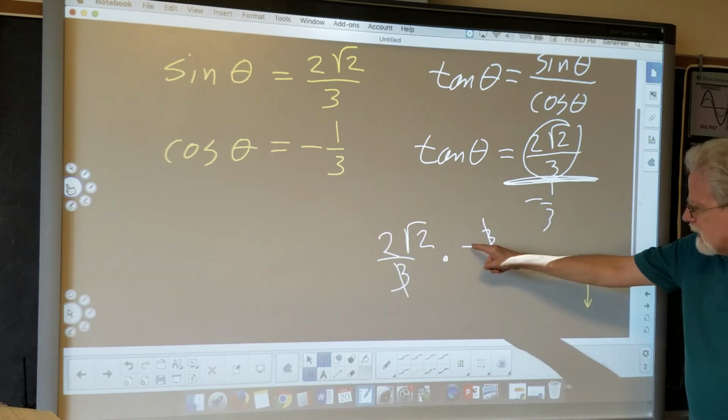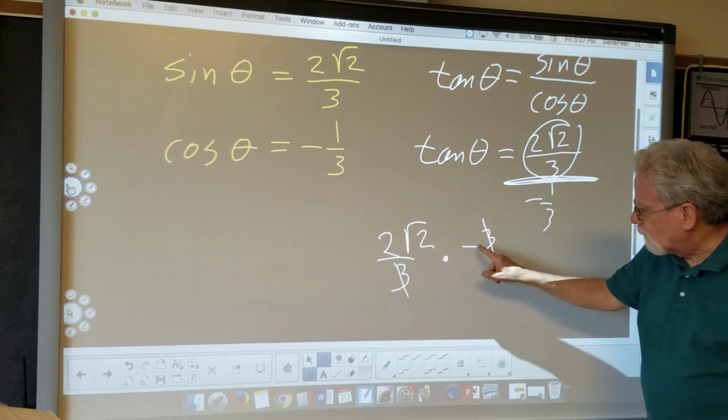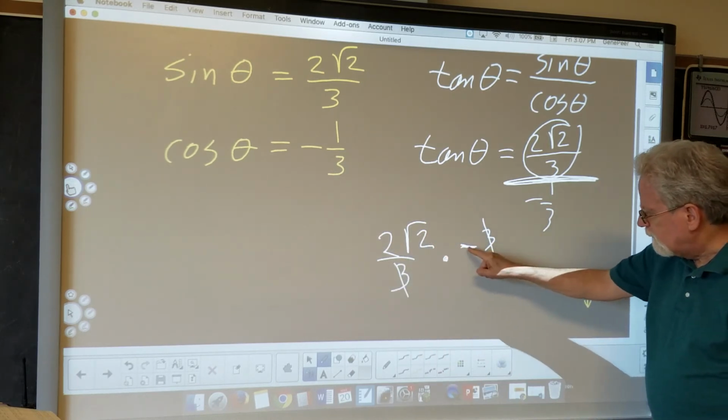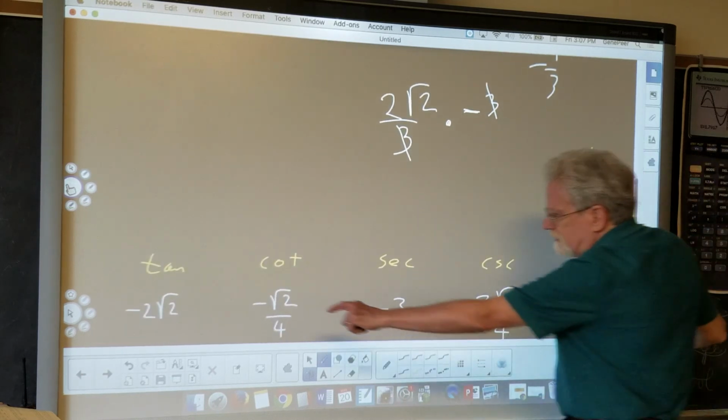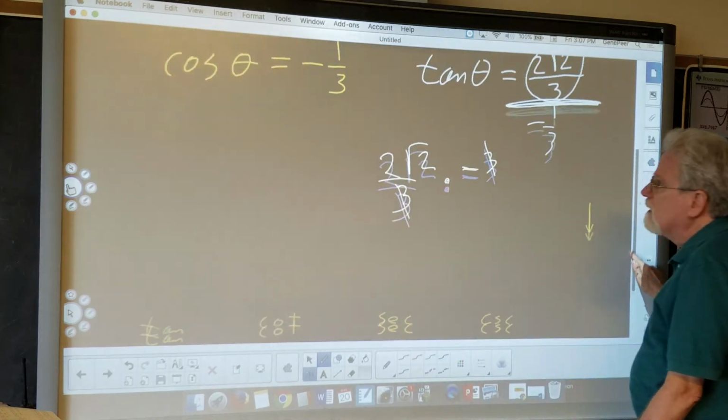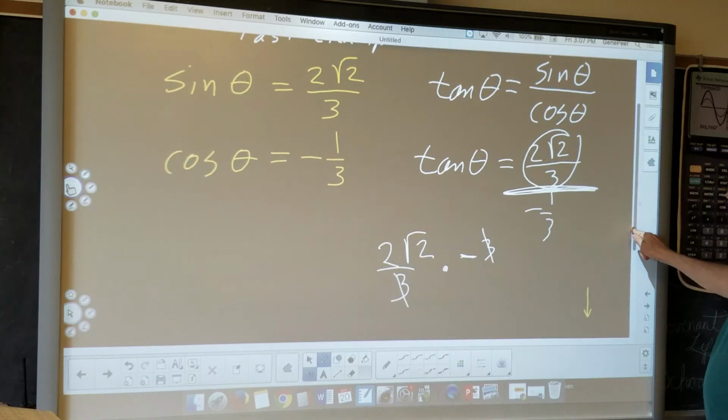We get negative 2 square root of 2. Don't forget that negative sign. Negative 2 square root of 2. That should be what I have here. Yep, negative 2 square root of 2. Then for the rest of them, it gets easier.